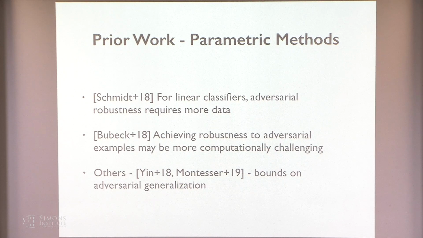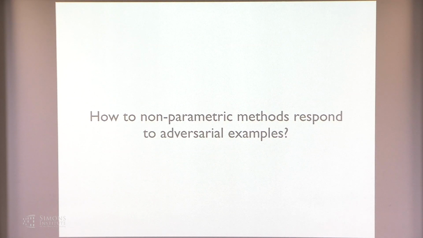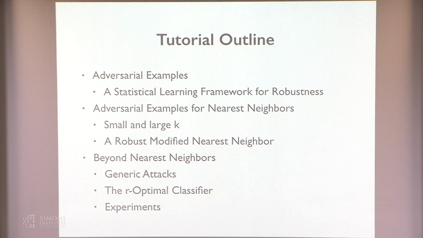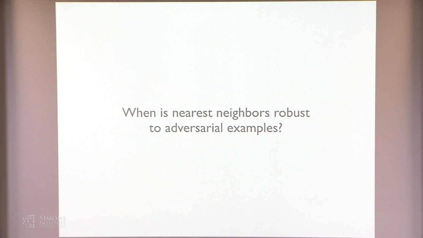The way our work is somewhat different is that we have been interested in non-parametric methods and how they respond to adversarial examples. In particular, we've been interested in nearest neighbors, and we started looking at when nearest neighbors is robust to adversarial examples.